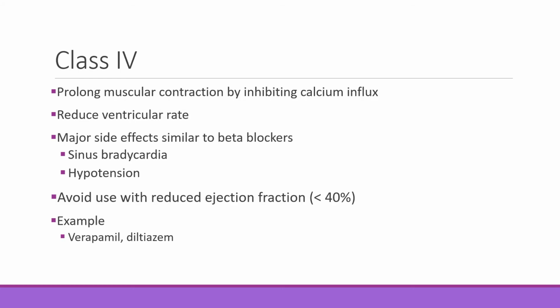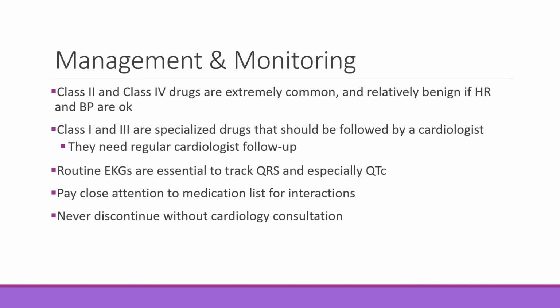Okay, so class 4 antiarrhythmics prolong muscular contraction by inhibiting calcium influx. They reduce the ventricular rate, and they have major side effects, but are similar to beta blockers in that you can see sinus bradycardia and hypotension. Examples of these are calcium channel blockers like verapamil and diltiazem. So management and monitoring is really important.